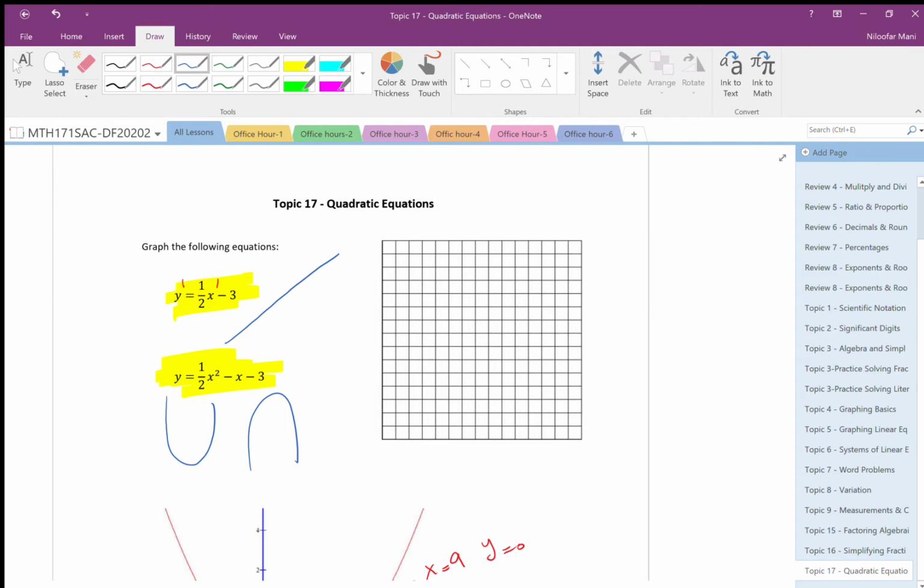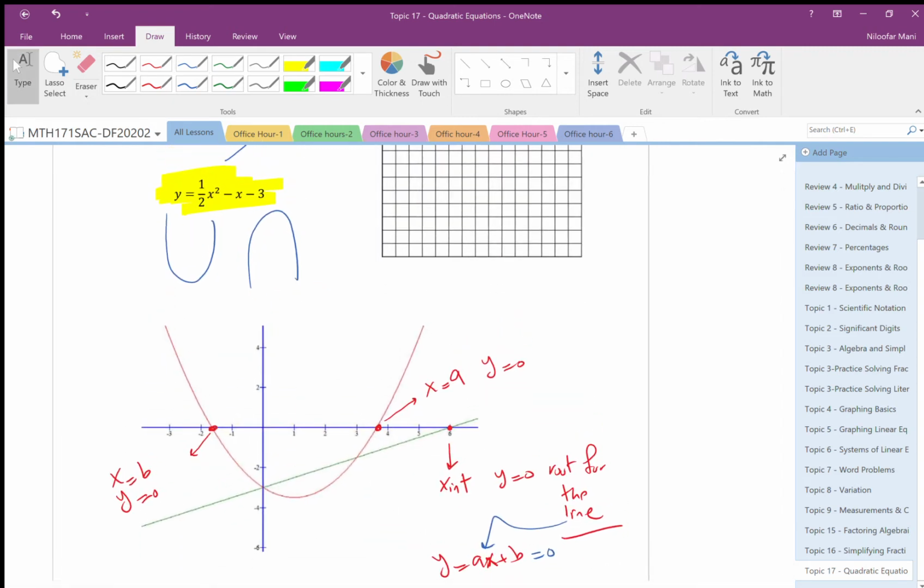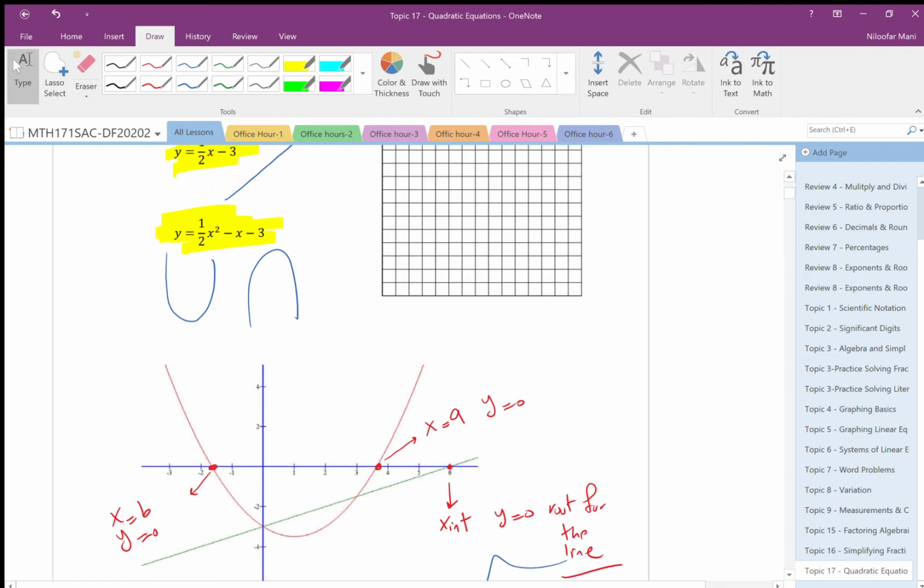So I graphed both of them here using software, and you can see this here. This one is a curve because it's x squared. When I have a squared term, there is no line here, so that's a curve. The other one is just the green line. The first one, x over 2 minus 3, is just a line. This is the difference between the two graphs.